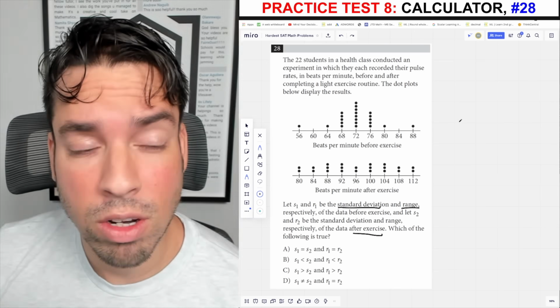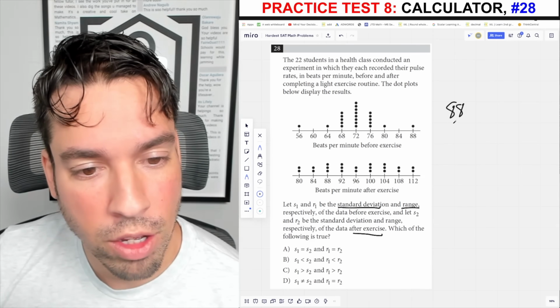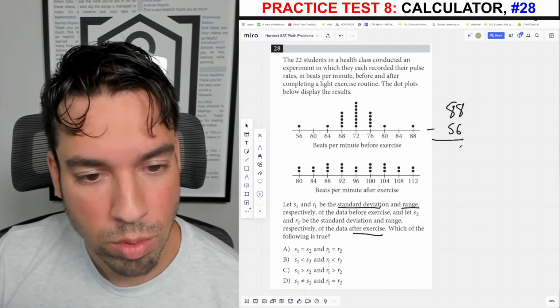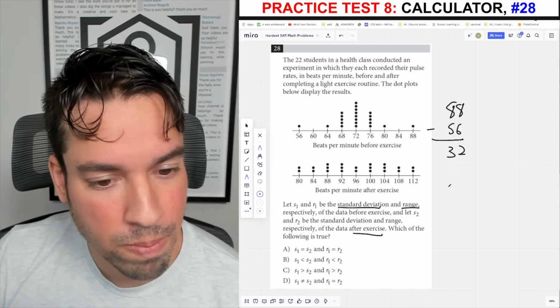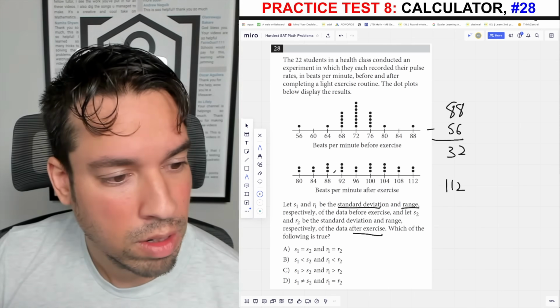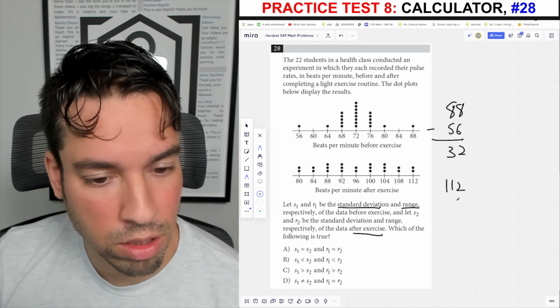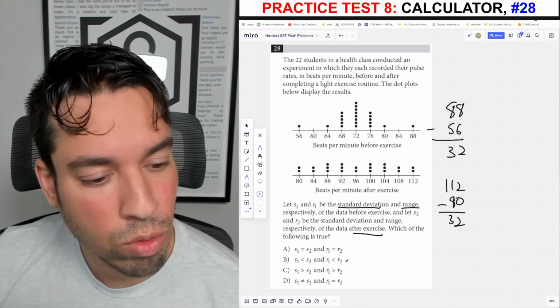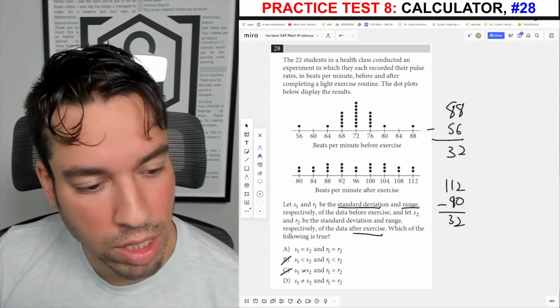Now, the easiest thing to calculate first is the range, which is the largest value, 88, minus the smallest value, 56, which is 32. And this one is 112. And by the way, you have to have points there to do that. 112 minus 80, which is also 32. So that means the ranges are equal. Boom, boom. So that's very nice.